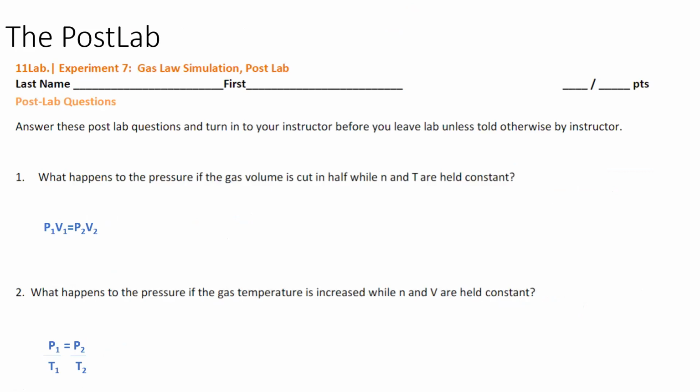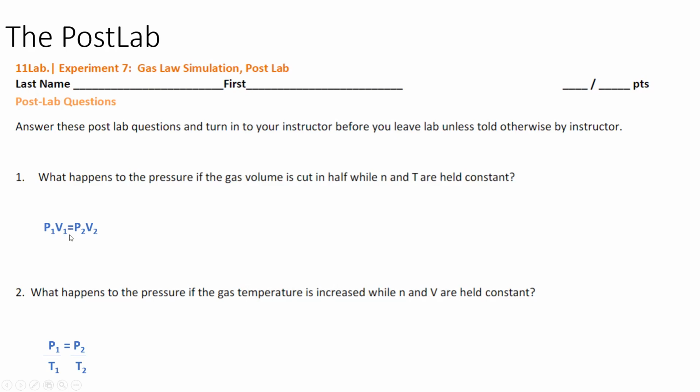Looking at the post-lab, we have some more questions about what happens to the pressure if the gas volume is cut in half while N and T are held constant. So this is a relationship between pressure and volume, right? And moles and the temperature are held constant. So we can just use P1V1 equals P2V2. So it says, what happens to the pressure? Or what will be the change from P1 to P2 when the volume is cut in half?